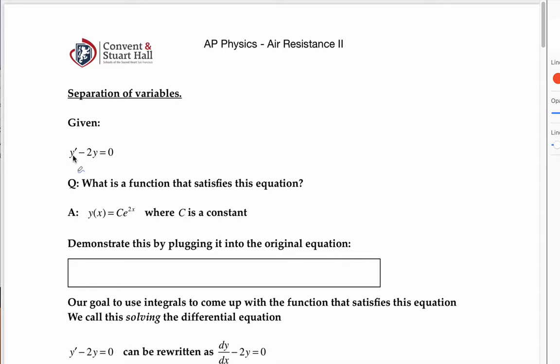So I have y prime minus 2y equals 0, and we want to know a function that satisfies this equation. That's the whole goal of differential equations. So given some kind of a differential equation, I want to know what's the function that when I plug it in and take all the derivatives and do all the algebra, it's going to satisfy that equation.